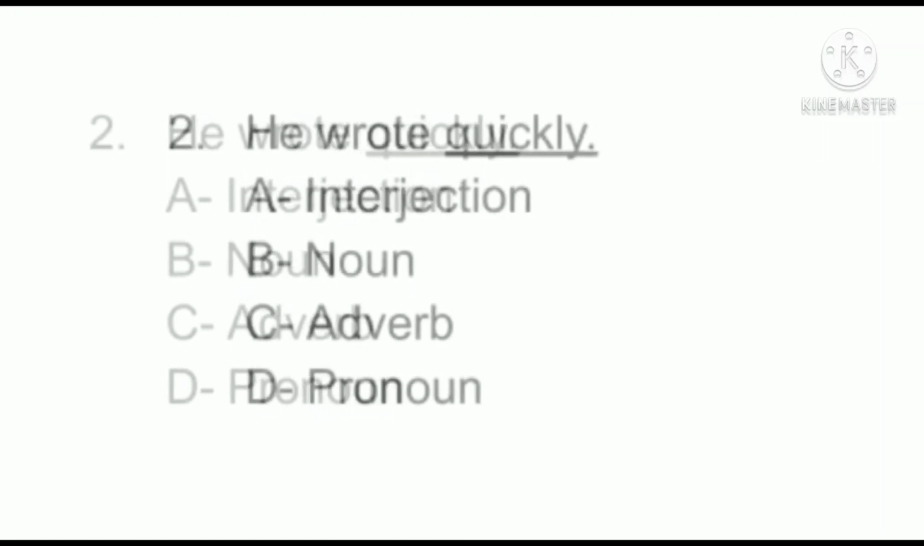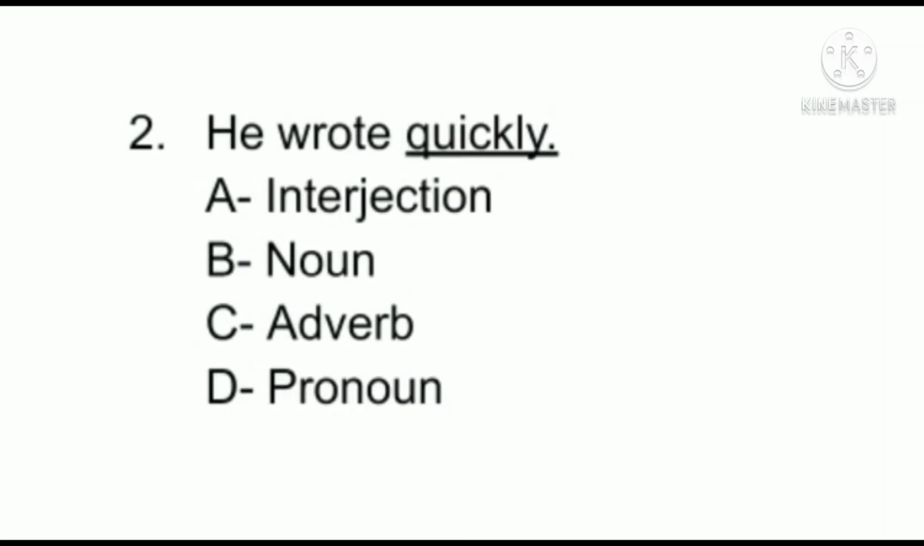So next question is, he wrote quickly. Here the underlined word is quickly, and you have to write the answer for the underlined word quickly. And the options are A, interjection, B, noun, C, adverb, and D, pronoun. You have to write the answer for the underlined word quickly from these options. I am giving you 10 seconds of time to complete it.